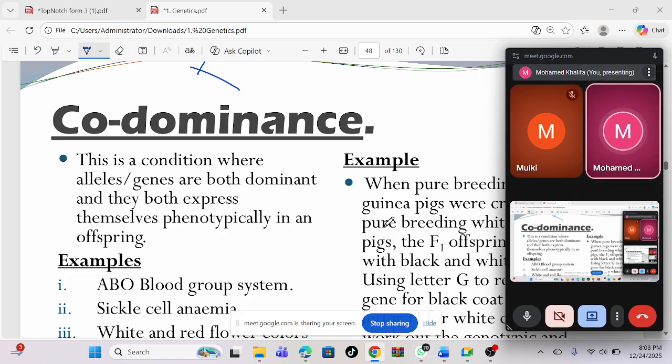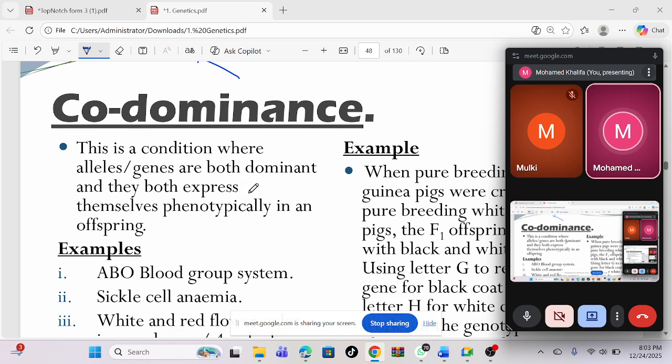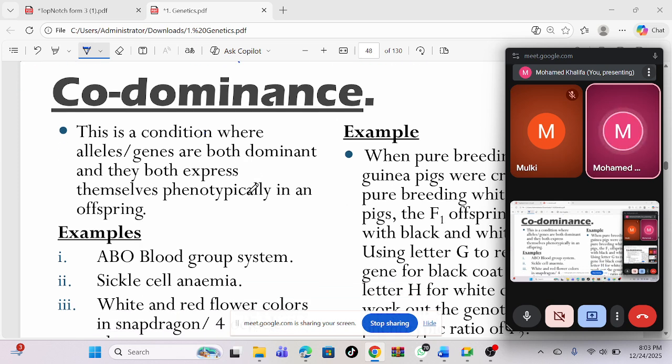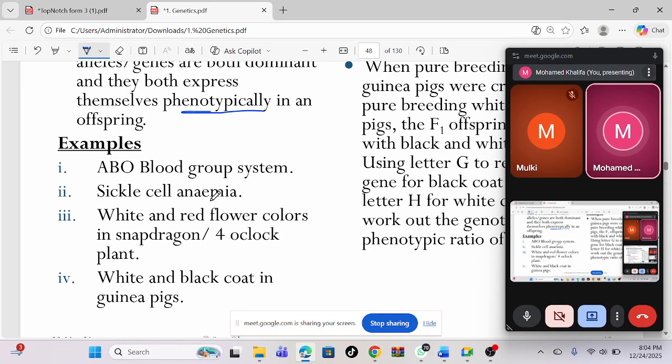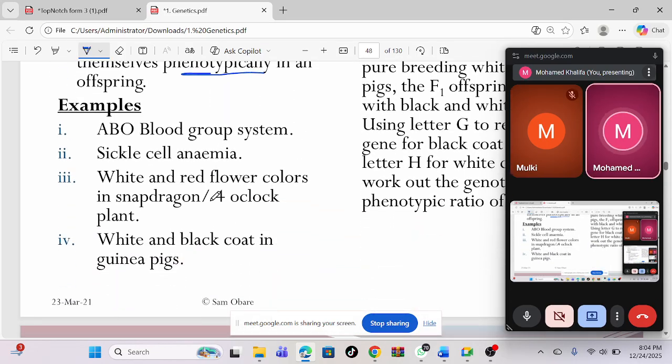We say that codominance is a condition where alleles or genes are both dominant and they both express themselves phenotypically. Not genotypically, phenotypically. I think I already explained the difference between phenotype and genotype. In simple terms, phenotype is the observable characteristics. I can say this person is tall, is short. So the examples of codominance are these four.